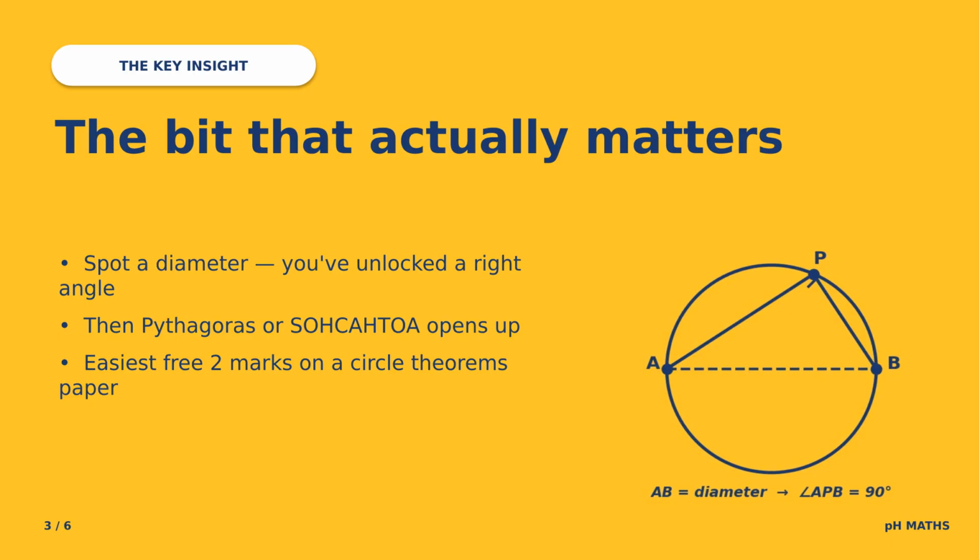Key insight. Spot a diameter. You've unlocked a right angle. Once you've got the right angle, you can use either Pythagoras or SOHCAHTOA to find any other side or angle. This theorem is 2 free marks on a circle theorems paper. Recognize the configuration and the rest of the question opens up.